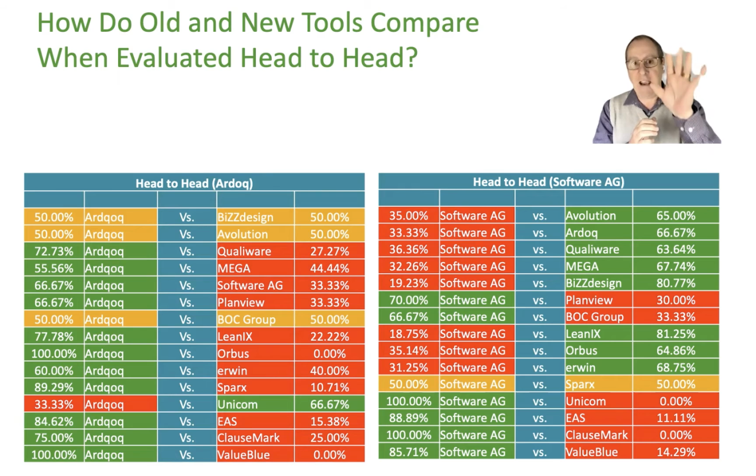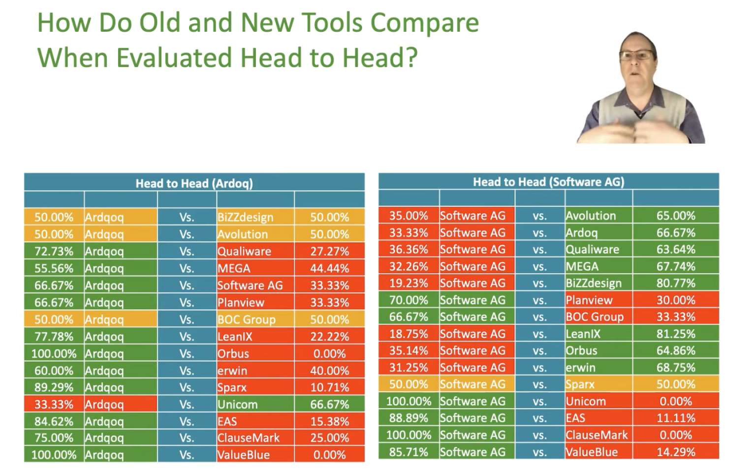And the interesting thing here is that when we look at the newer tool example of RDoc, what we can see is actually they win more than they lose against most other vendors. Now, if we flip to the other side and we take a little look at Software AG, then using that top example, we can see that where people considered Evolution and Software AG, 65% of those people actually chose Evolution. And we can see that Software AG loses more than it wins against RDoc, QualiWare, Mega, BizDesign. And in fact, there are relatively few vendors that they win against more.